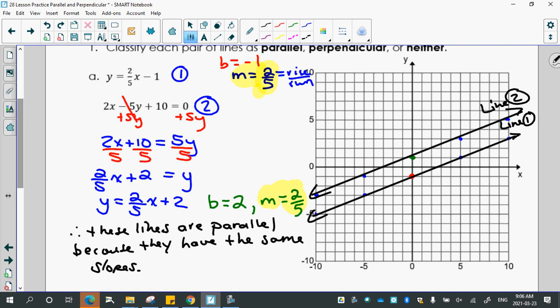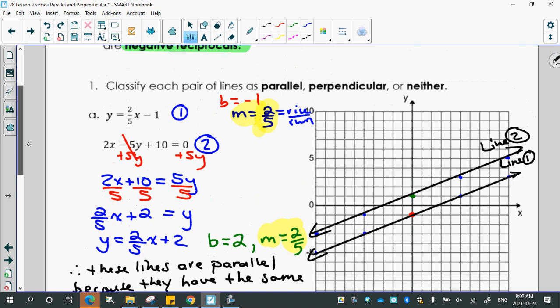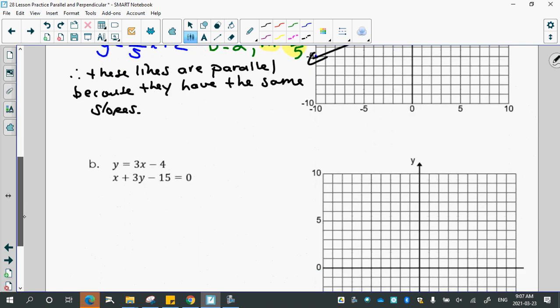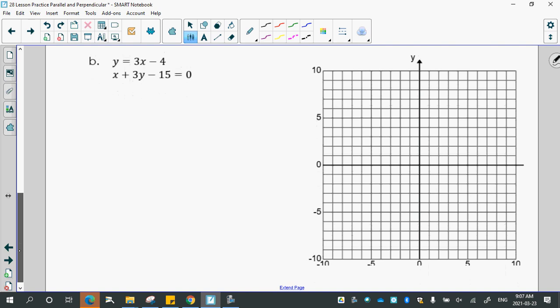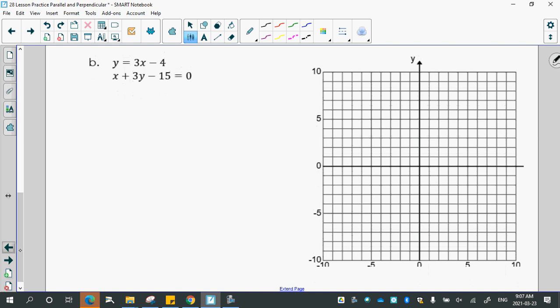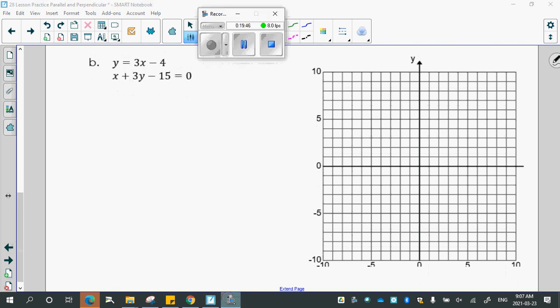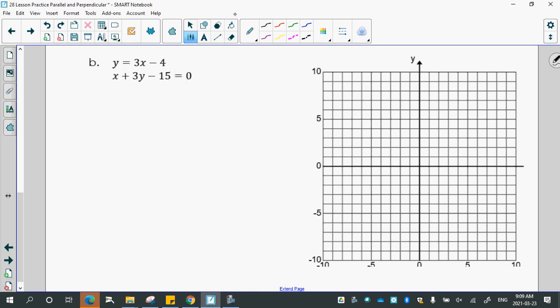So the second question is a similar type of question. You're still deciding whether the lines are going to be parallel, perpendicular, or neither. One of them's already given in y equals mx plus b, the other one's not. So I'll give you some time to try that one. See what we got here. Most people have drawn the first one from what I can see from the front. There's my first line.